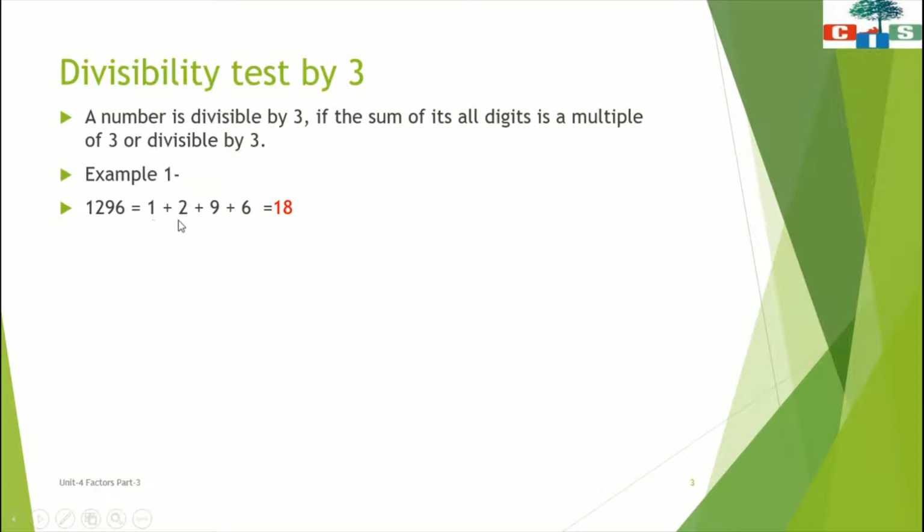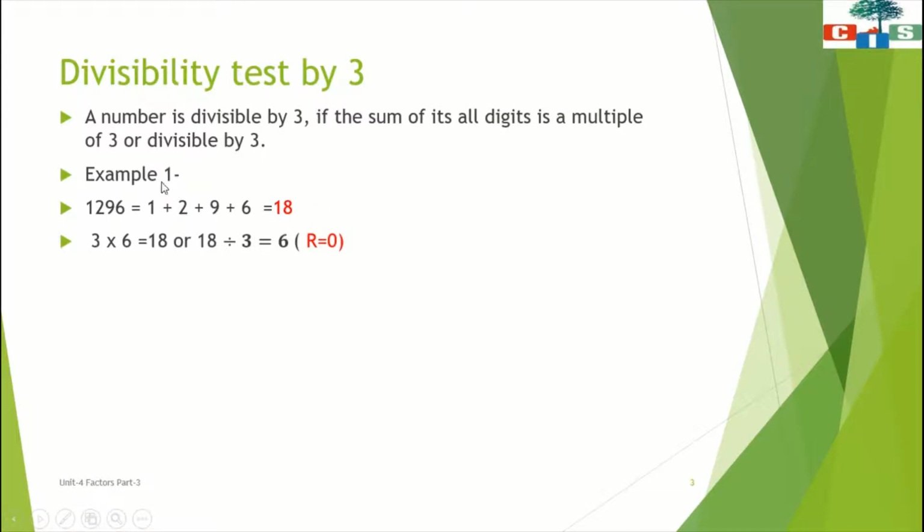Okay, so 1 plus 2 is 3, 3 plus 9 is 12 and 12 plus 6 is 18. Okay, so now we have to see whether 18 is divided by 3 or not. So yes, 18 is divided by 3, or it is also a multiple of 3 because 3 multiplied by 6 is 18. Or when we divide 18 by 3, it will give quotient as 6 and remainder as 0. It means 18 is divided by 3.